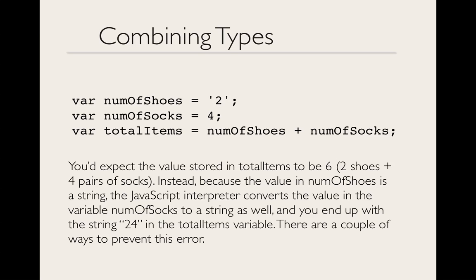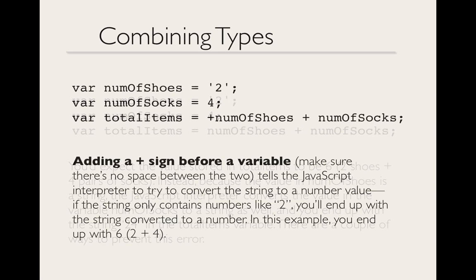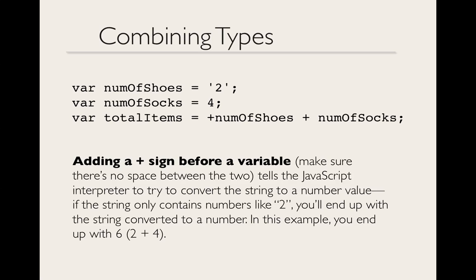There are a couple of ways of preventing this from happening. When you're mixing strings and numbers, some funny things can happen, and to force the issue, you can add a plus sign before a variable, and that will tell JavaScript, if it's at all possible, would you please make this a number? And if you do, at least in this instance, you'll end up with the correct number, which is 6.